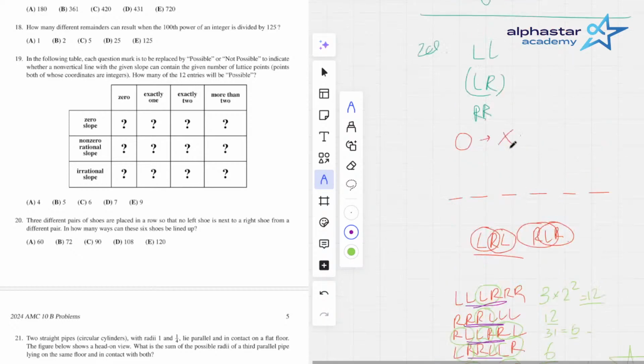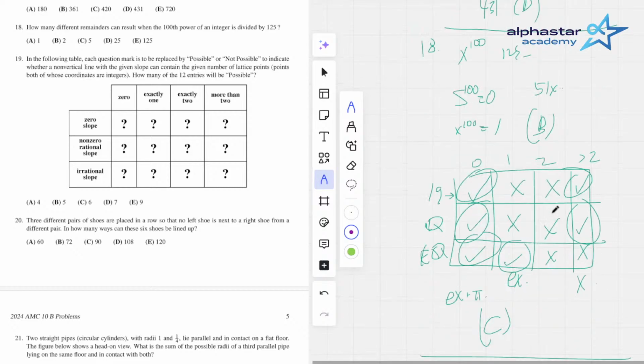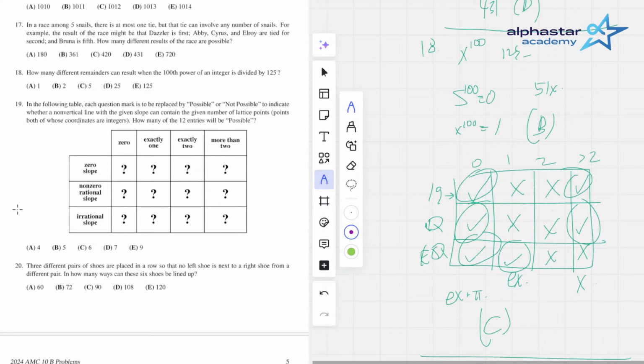Yeah, okay. Let's double check number 18 or 19. Zero slope. It can either pass through 0 or infinitely many and nothing in between. If it's rational, then it can pass through 0 or infinitely many, nothing in between.